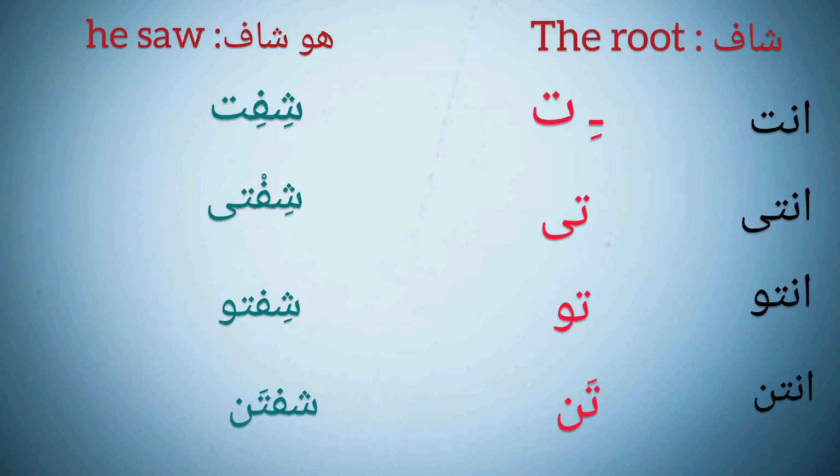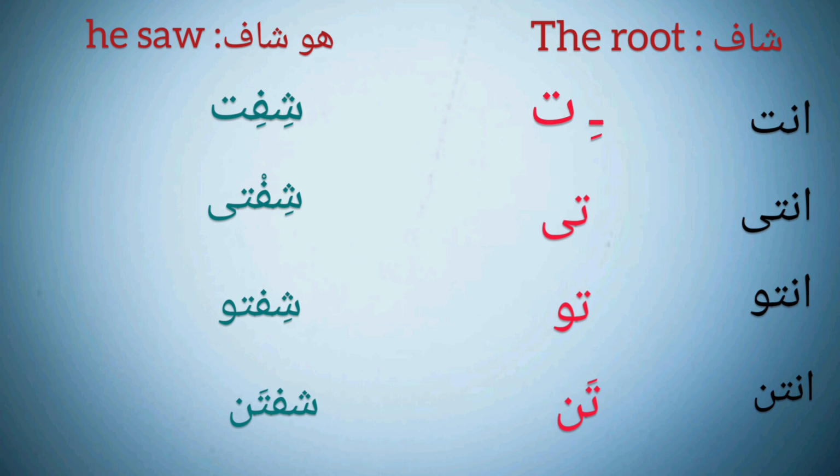But there's an exception here. In للمخاطب and للمتكلم, we have to delete the ألف between the two letters. If there is an alif in the middle of two letters, like shafa, we have to delete it. As you know, مخاطب includes انت, انتِ, and انتن. And متكلم includes انا and احنا. In these pronouns, in these verbs, we have to delete the alif.